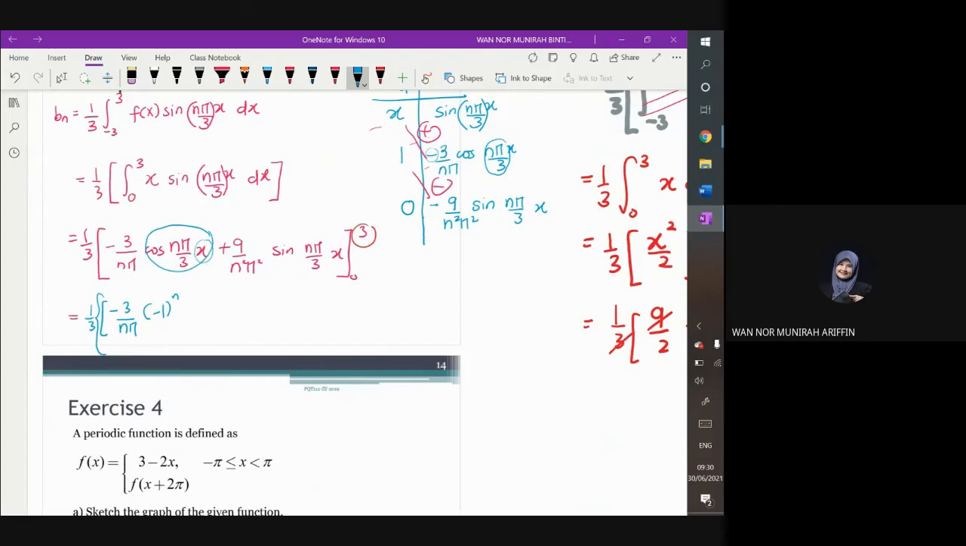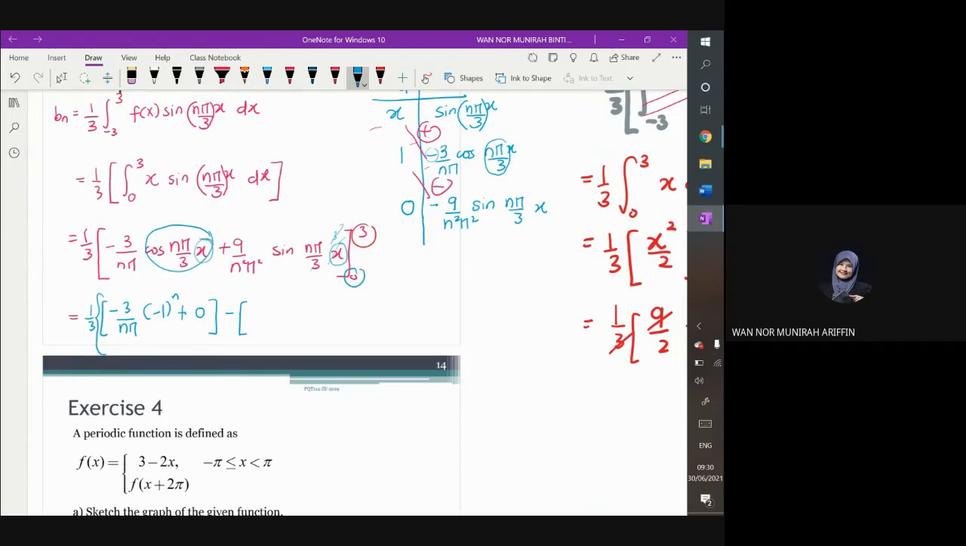Because cos n pi. Okay, so I substitute 3 again here. So I will get sine n pi 3 over 3. 3 over 3 can be cancelled out so that you will get sine n pi. Sine n pi is 0. So this one is plus 0. So this is your upper limit minus the lower limit.